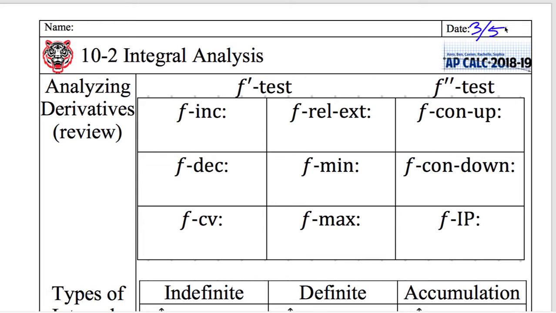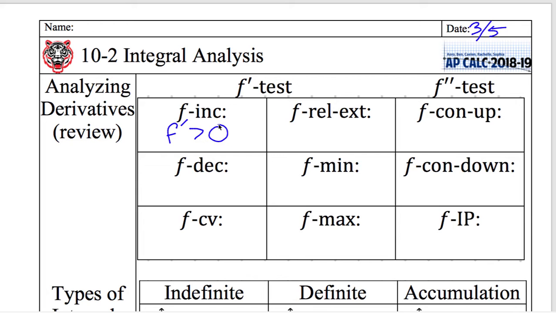So, analyzing derivatives. This should all be reviewed theoretically. Let's see what you guys got. And Arrow, have a whiteboard ready. All right, F increasing. What is the definition of F increasing? There's three symbols. F increasing is where what? It's the F prime test, so probably F prime is going to be in here. I'll write one of the three symbols for you. F prime is greater than 0.